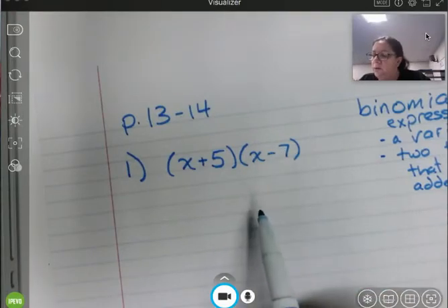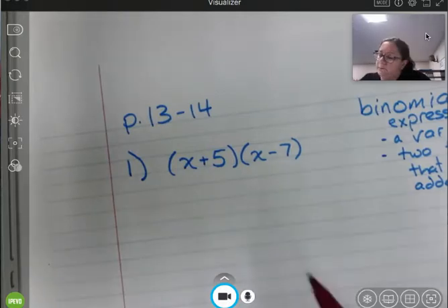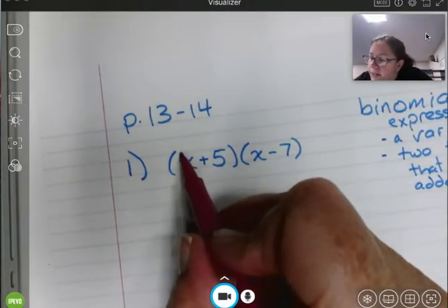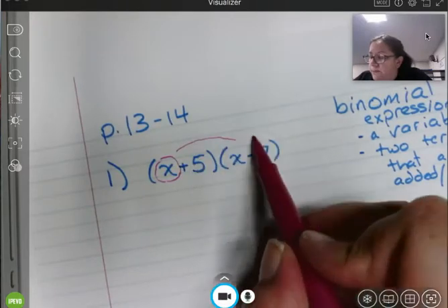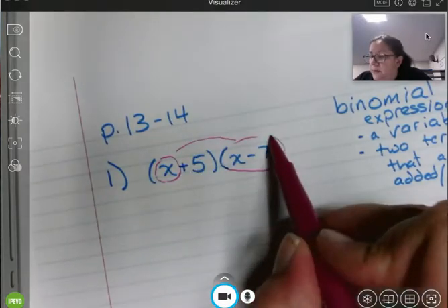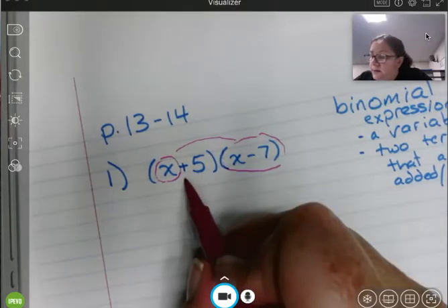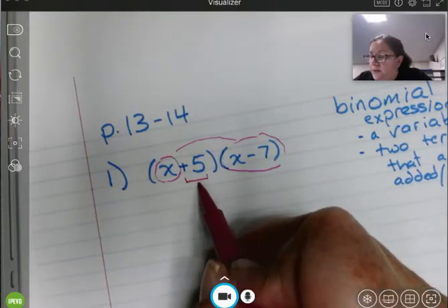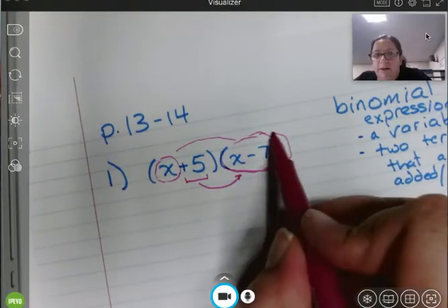So when we multiply binomials, what we have to do is like a double distribution. So what happens is this x is going to multiply by the x minus 7. But not only that, then this 5 gets a turn. Then this 5 also multiplies by the x minus 7.